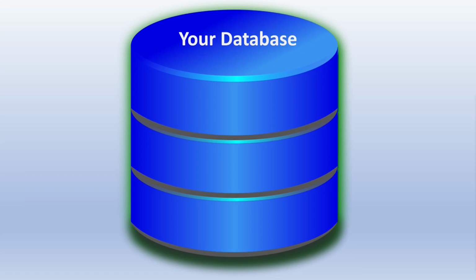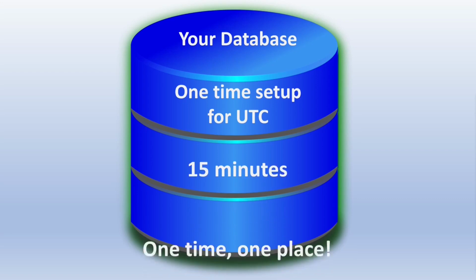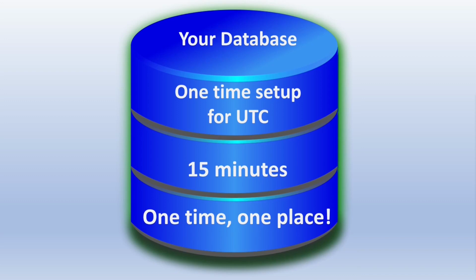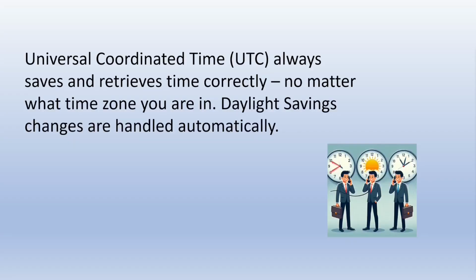The proper fix is a one-time setup of the database to store times in Universal Coordinated Time. It takes about 15 minutes, one time, one place, and it automatically handles spring forwards and fallbacks perfectly every time. No outages, no complicated code, no expensive external consultants, no drama. Just done right with the right know-how. Afterwards, everyone can seamlessly work with the data, knowing it will always store the correct time and retrieve the correct actual time in the spring or fall. Universal Coordinated Time, UTC, always saves and retrieves the time correctly, no matter what time zone you're in. Daylight saving changes are handled automatically.